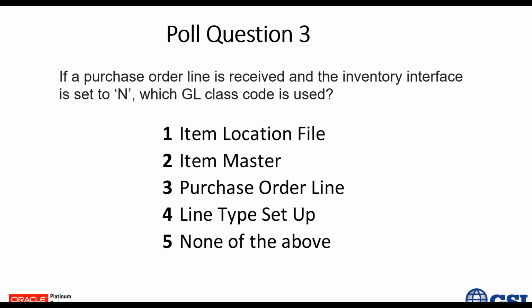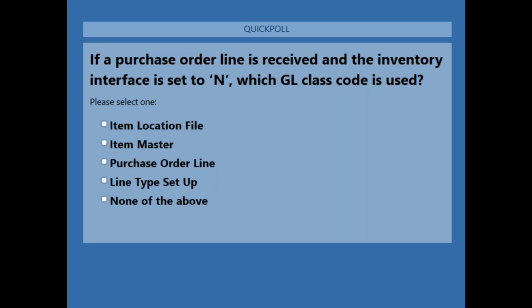So let me launch that poll. And you can see the 5 options that are here. Does it come from the location master, PO line, line type setup, none of the above? Okay, so let's see what we have here.